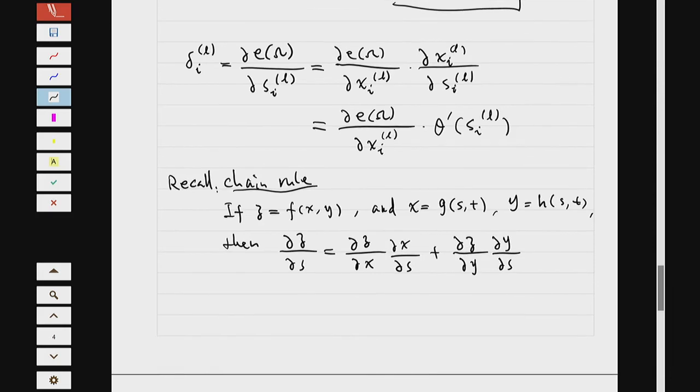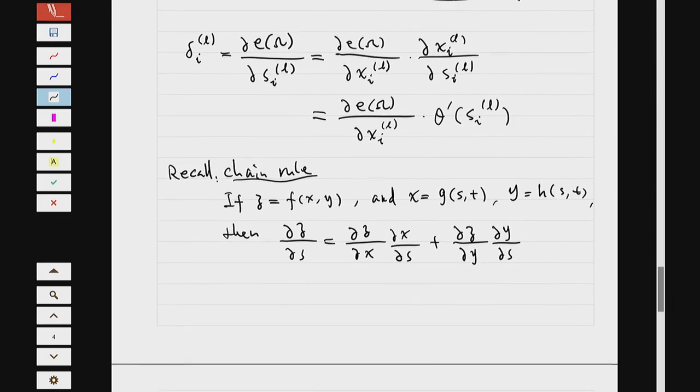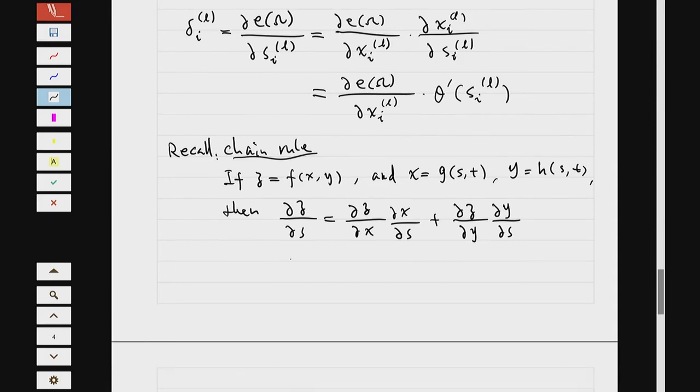You have to make this sum, because now the z depends on s through x and y, through two things. You have to add them up together. If there are more things there, you just add more things. This is a general rule. And of course, if you want to calculate partial z, partial t, it is the same thing. I'm not going to write it down. So this is from your multivariable calculus.